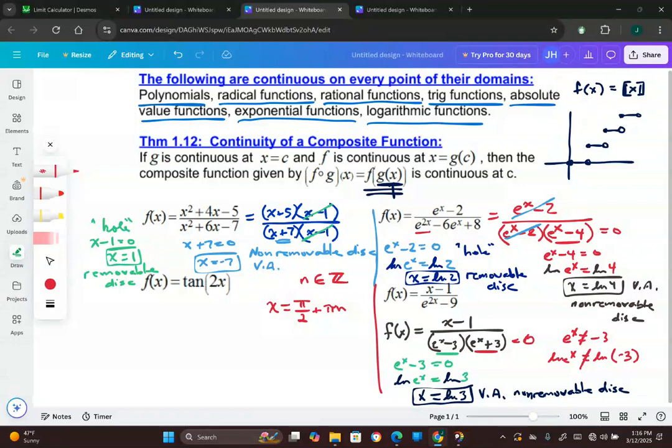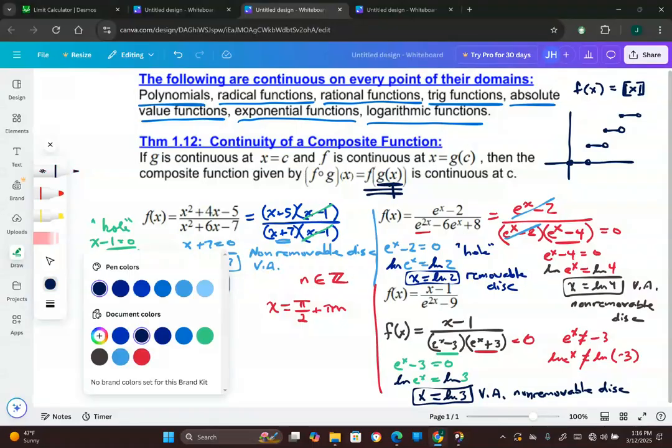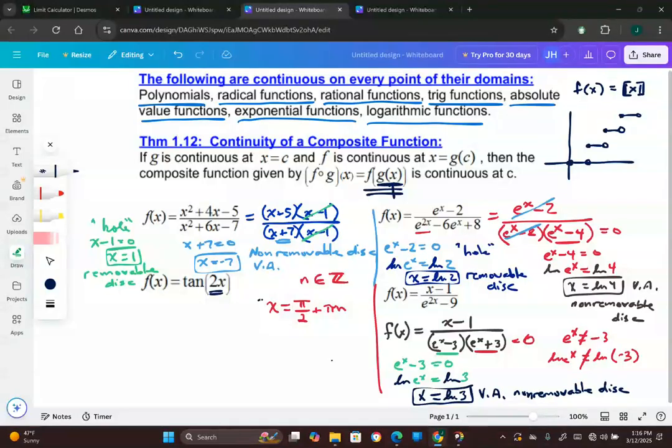Now, how am I supposed to find the asymptotes if it's 2x? This is really very simple. Take that 2x and just set it equal to the formula that you have for the asymptotes. Now, how would you solve that? You would divide everything by 2. So this would no longer be pi over 2. It would be pi over 4. This would no longer be pi n. It would be pi n over 2. This is where your asymptotes would be for tangent.